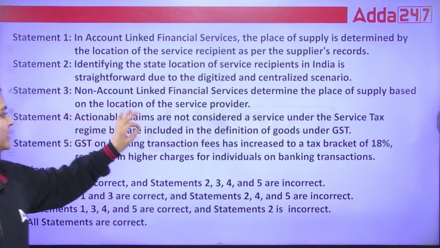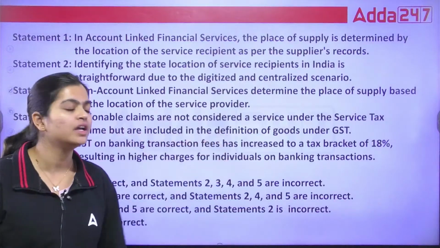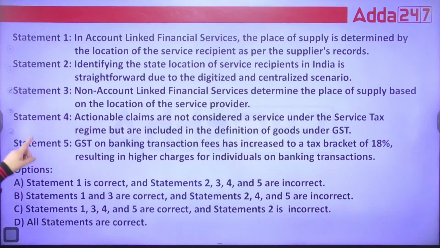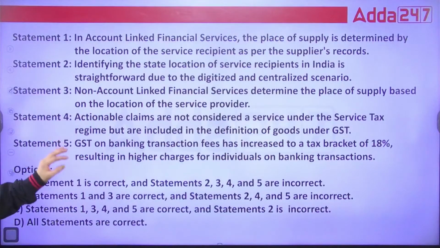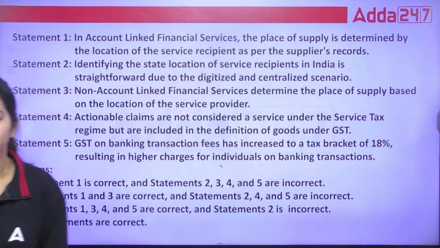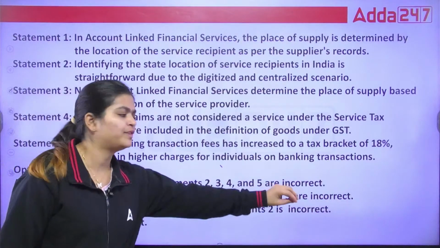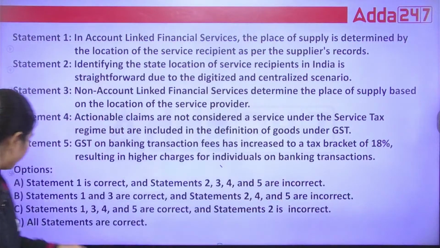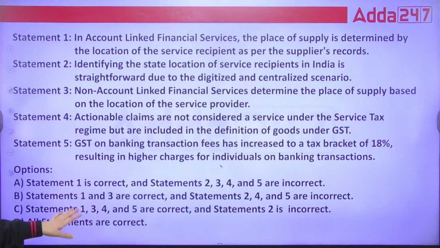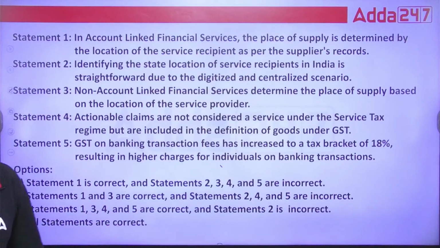Fourth statement, actionable claims are not considered as service under the service tax regime but are included in the definition of goods under GST. Statement 5, GST on banking transaction fees has increased to a tax bracket of 18%, resulting in higher charges for individuals on banking transactions. Options: statement 1 is correct, statements 2, 3, 4, 5 incorrect. Second option, first and third correct, 2, 4, 5 incorrect. Third option, 1, 3, 4, 5 correct, statement 2 is incorrect. D, all statements are correct. Tell me, what do you think?